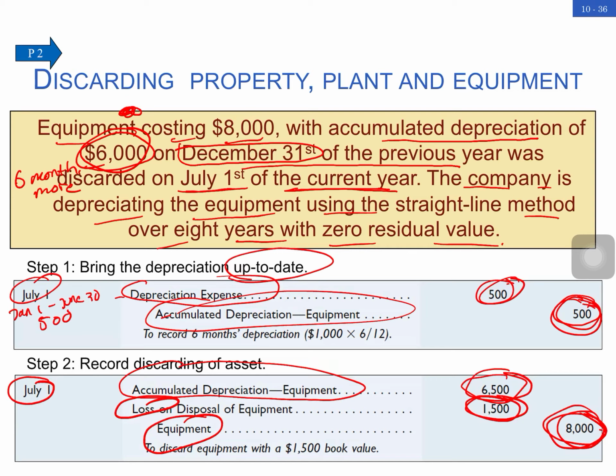Okay, loss. Why do you call it a loss? Because actually, the cost of the equipment is 8,000, and it's already depreciated for 6,500. Actually, the carrying amount is still 1,500, but you decide to discard this, maybe to donate this machine to someone else or to another company, or you just throw it away. So you call it loss on disposal.